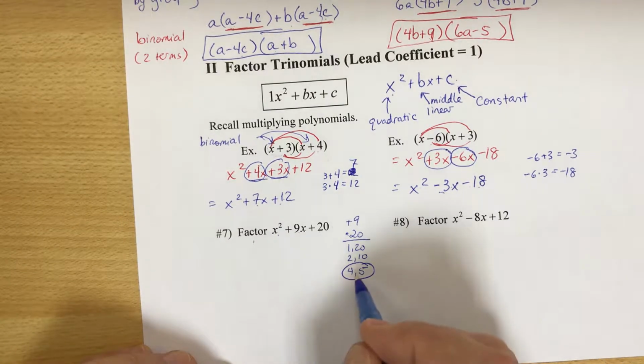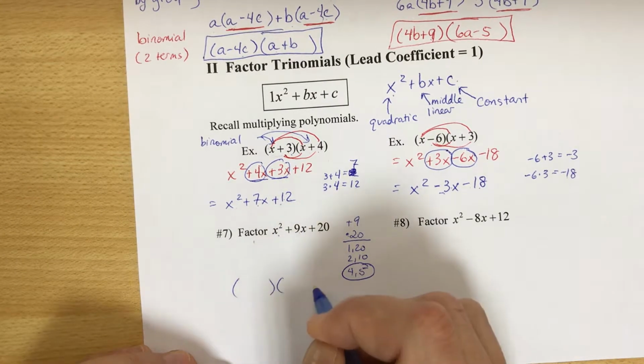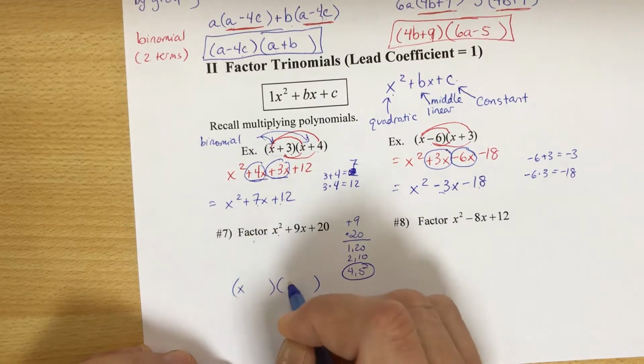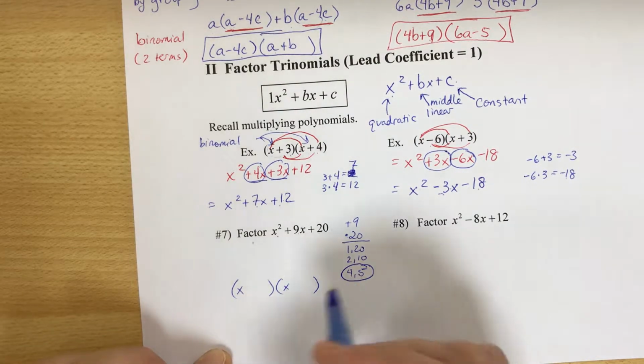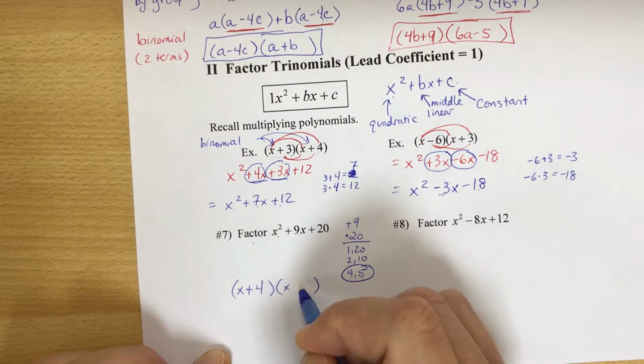And what we can do here, we know that these first two terms are going to be x, because when we distribute, we get x times x. But the other two values will be positive 4 and positive 5.